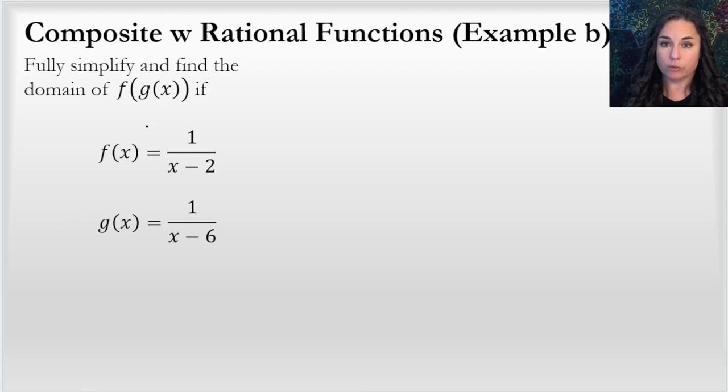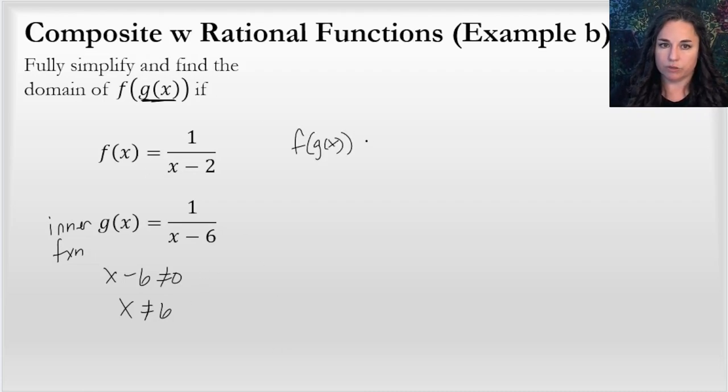So first of all, we're going to identify the domain of the inner function, so g of x. This is our inner function. And what we're going to note is that x minus 6 cannot equal 0, so x cannot equal 6. So that gives us one of our points of our domain. I'm going to go ahead and calculate, or simplify, f of g of x. So I'm going to go 1 over x minus 6 minus 2.